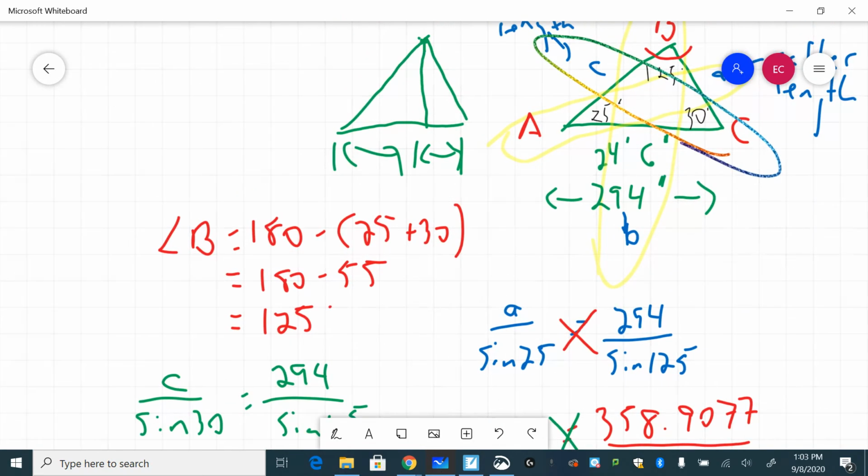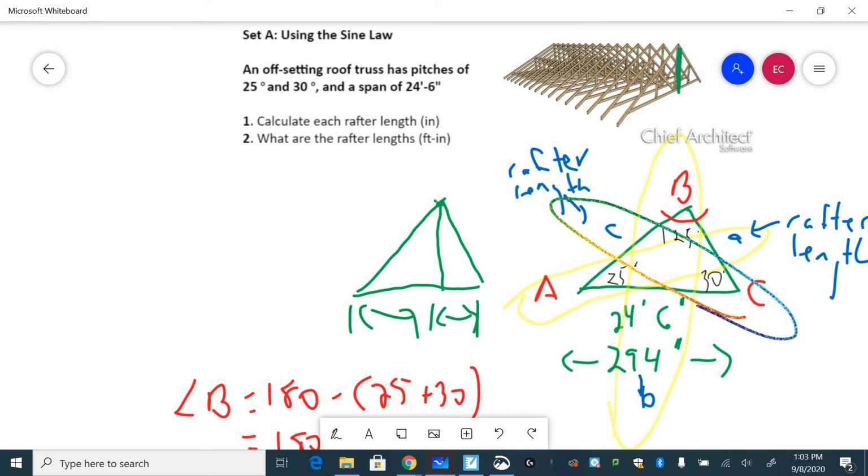Then for number 2, you're just converting those two rafter lengths to feet and inches. So just use your staircase method.